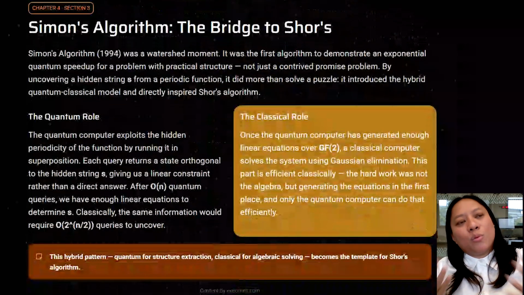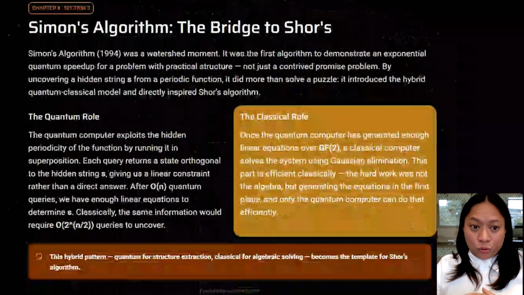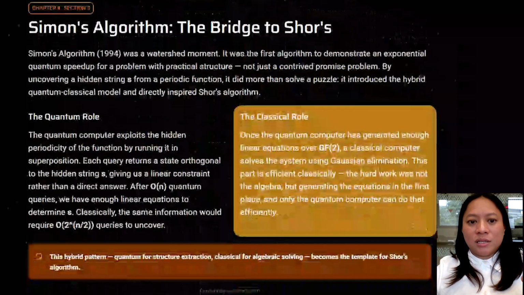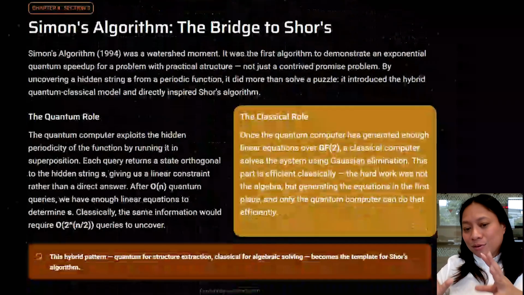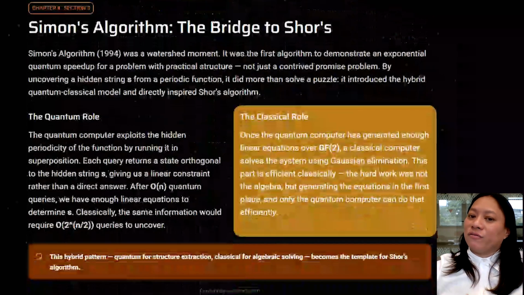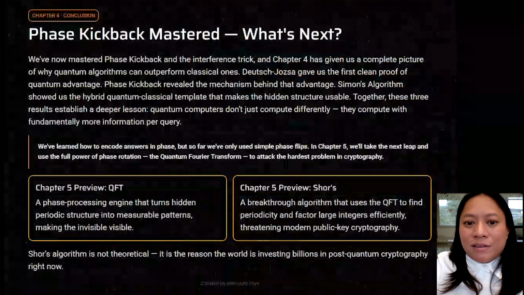We want to talk about all of these algorithms. One of them that's really well known is called Simon's algorithm, which is actually the bridge to Shor's. This is kind of the exponential precursor to Shor's. It solves a periodic problem by finding a hidden string S. The quantum computer gives us clues in the form of linear equations, and then we hand these clues to a classical computer to solve. So this is our first hybrid algorithm, quantum for the heavy lifting and classical for the final crunch.